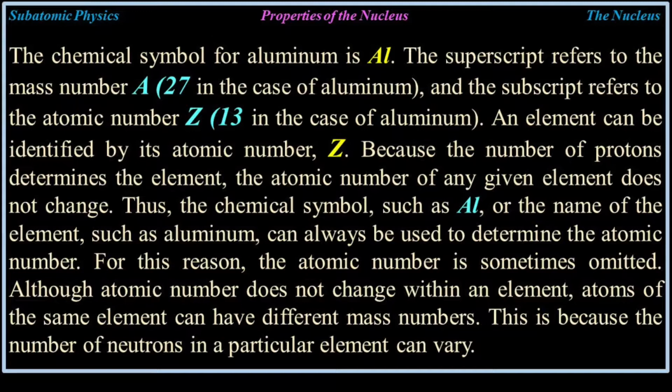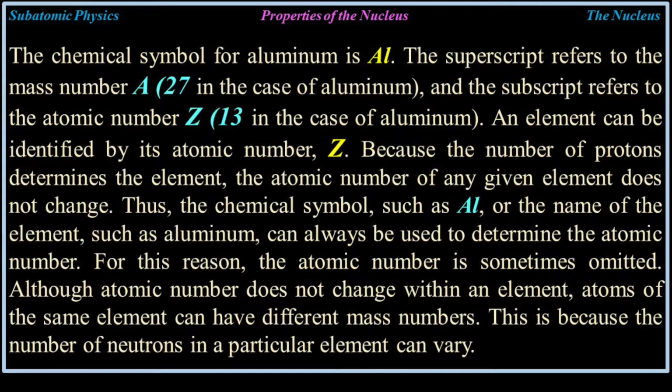An element can be identified by its atomic number, Z. Because the number of protons determines the element, the atomic number of any given element does not change. Thus, the chemical symbol, such as Al, or the name of the element, such as aluminum, can always be used to determine the atomic number. For this reason, the atomic number is sometimes omitted.